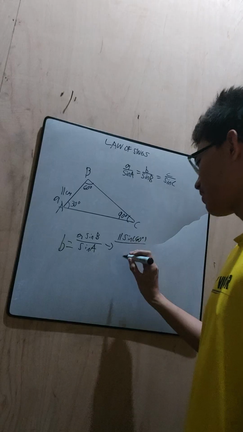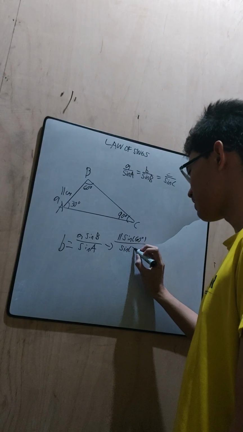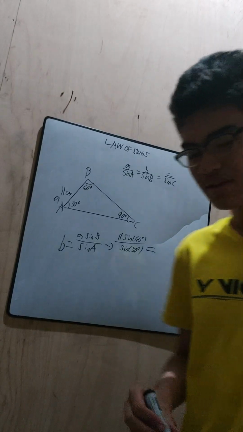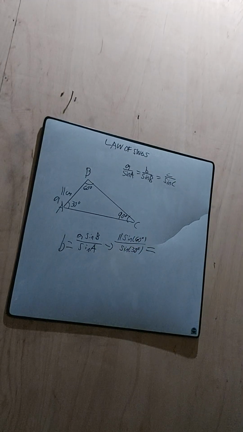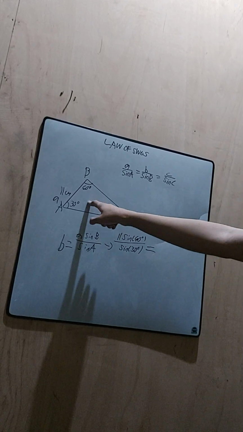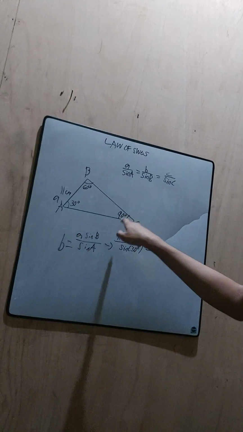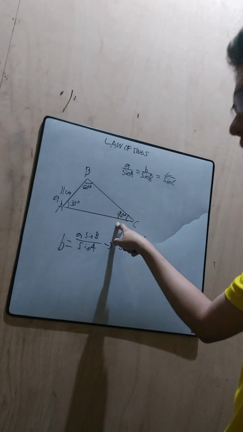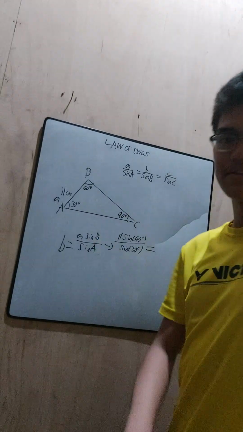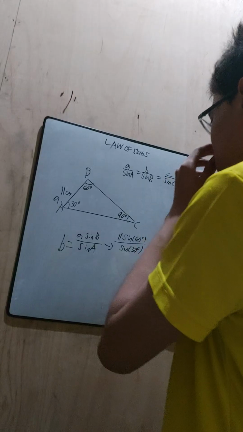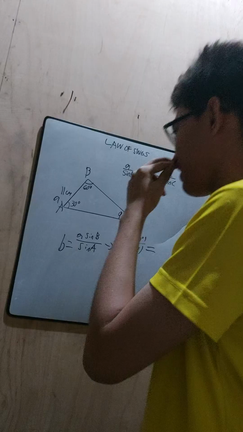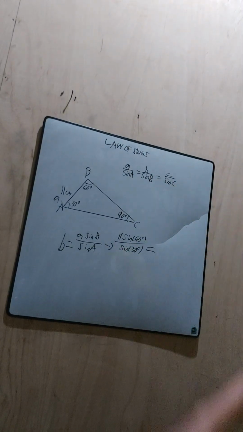Sine A, which is this, sin 30 degrees. That should give us the angle. Now here's a problem because all of these are approximated, except for this. 90 degrees is not approximated. This is a perfect 90 degrees. These two, we just approximated.